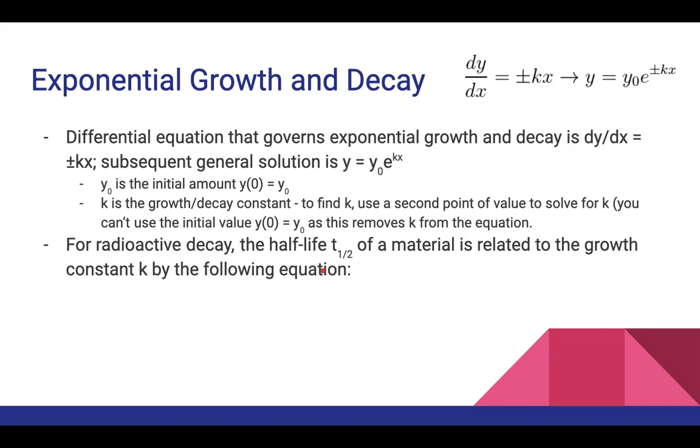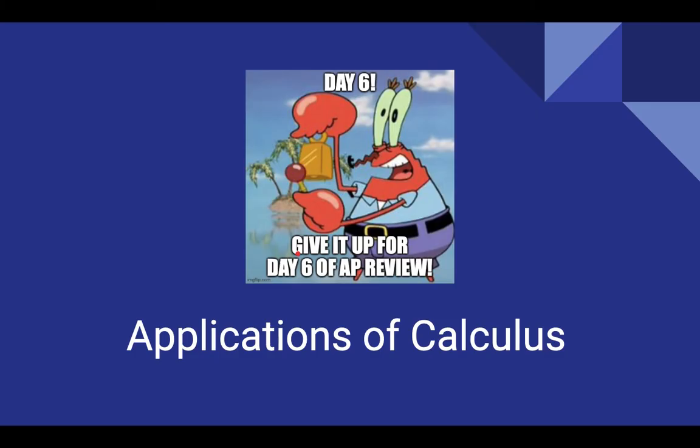For radioactive decay, the half-life t 1/2 of a material relates to the decay rate k by the following equation: t 1/2 equals the natural logarithm of 2 divided by k. If you forget this equation, you can solve for the half-life by setting y equal to y0 divided by 2 and then solving the subsequent equation for t. And that covers day 5 of AP Review with differential equations.